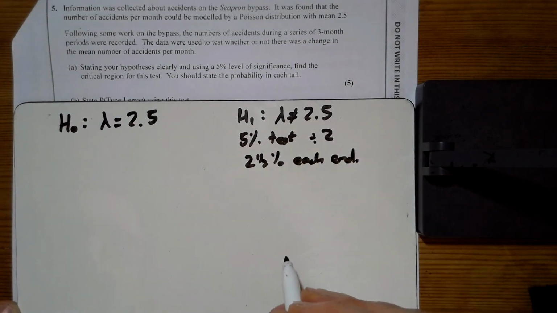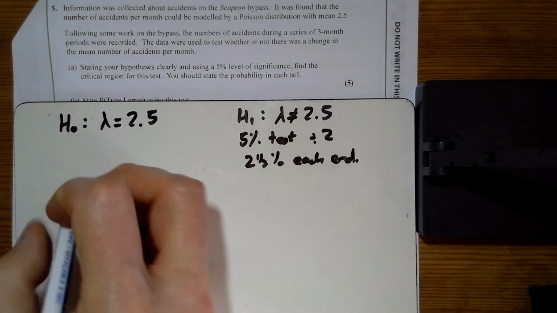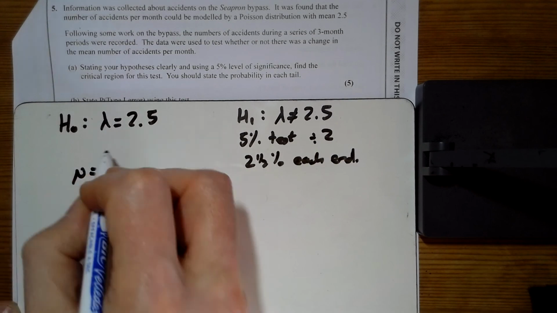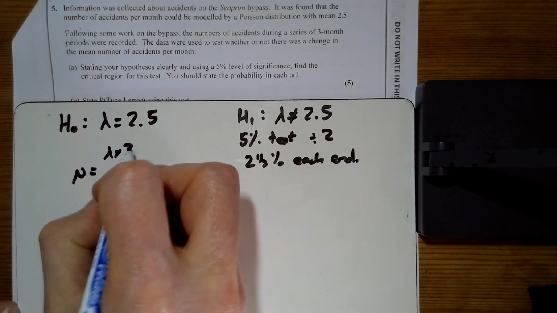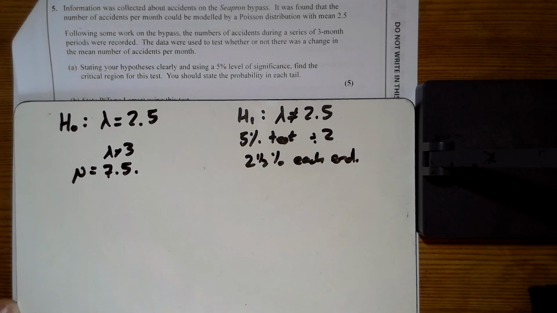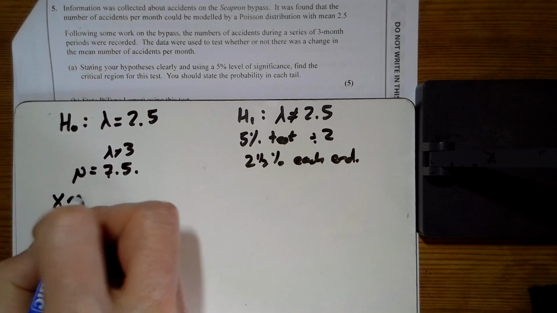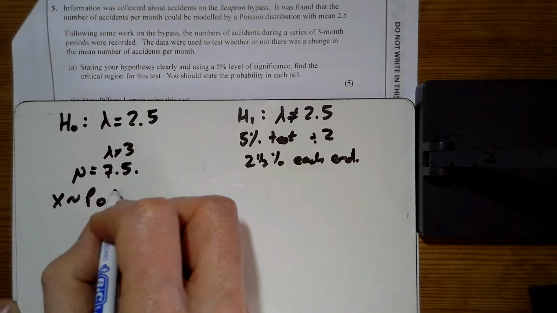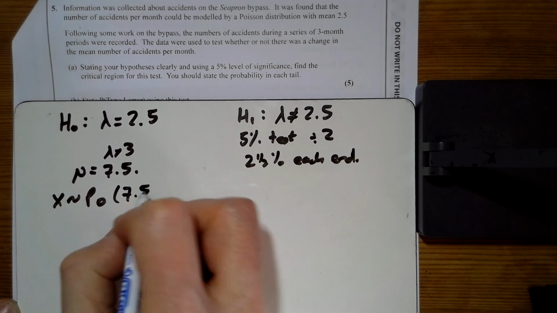And what are we doing? We are doing this over a 3-month period. So actually the mean is lambda times 3 months. So we're looking at 7.5. We're looking at Poisson of 7.5. Under H0, X is a Poisson 7.5.